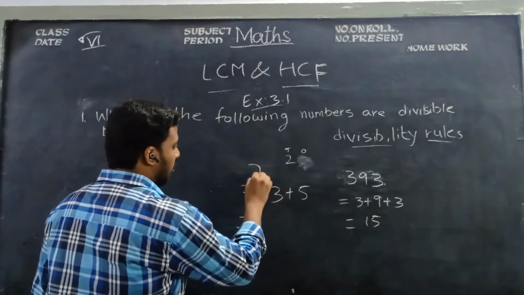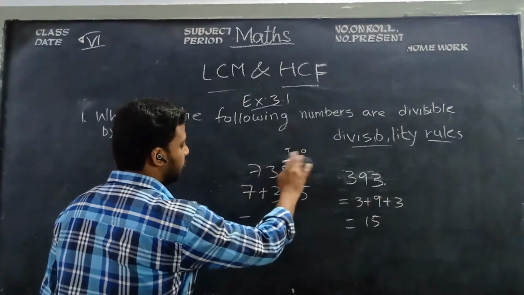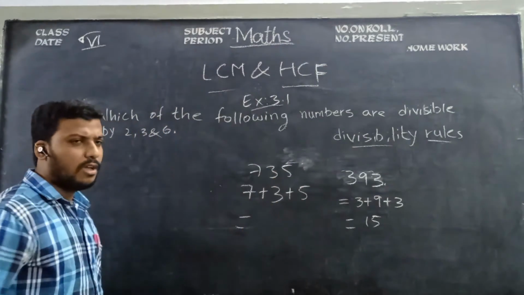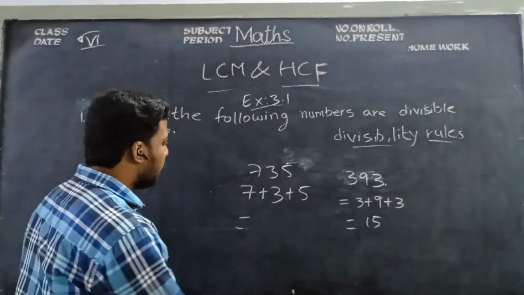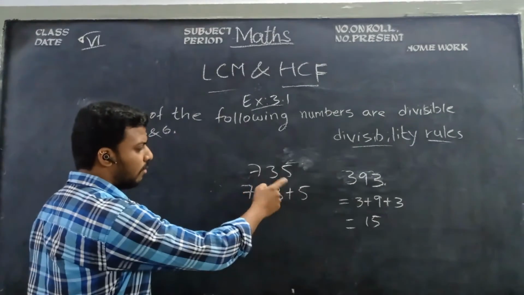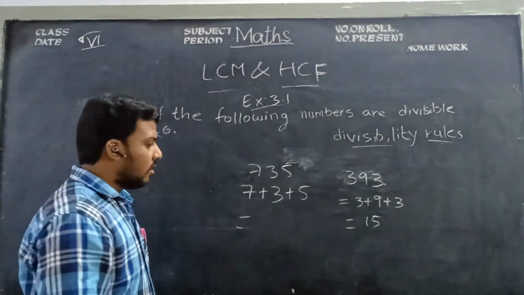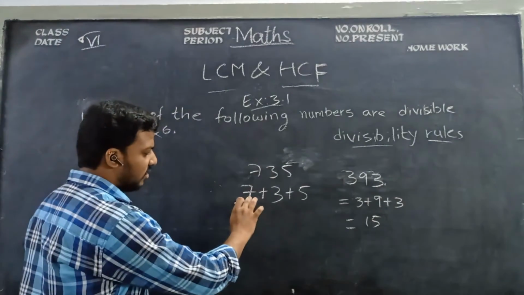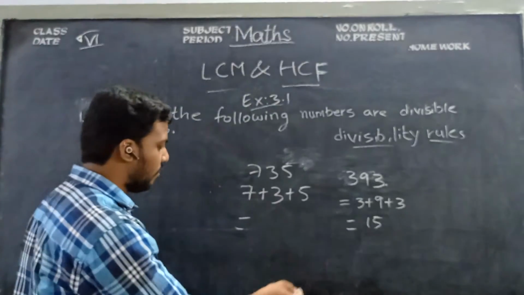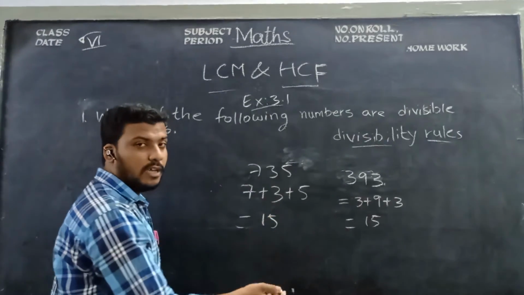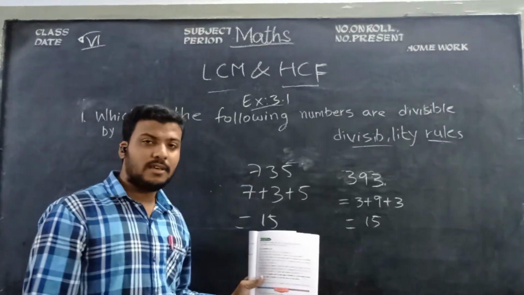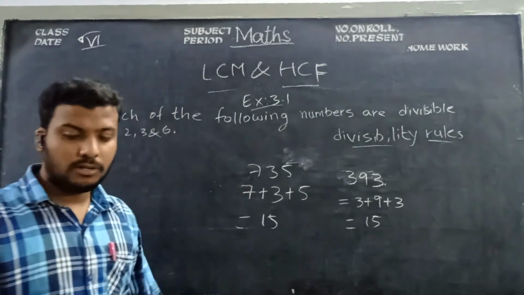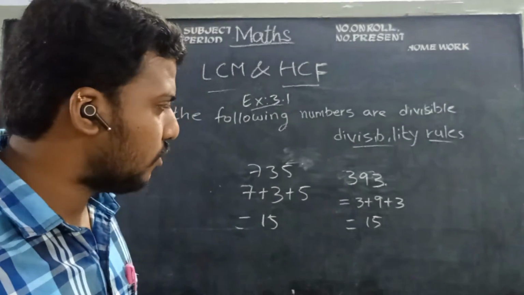Children, here it is 735. How can you say this number 735 is divisible by 3? Simply sum these digits. How much? 7 plus 3 is 10, 10 plus 5 is 15. Again, 15 is a multiple of 3, since 3 fives are 15. So this number is divisible by 3, children. You understand, I think so.